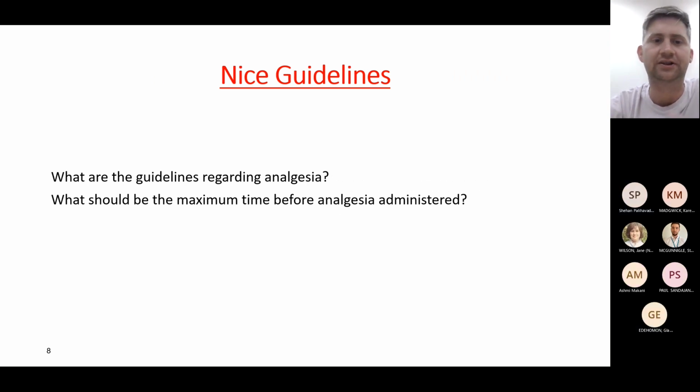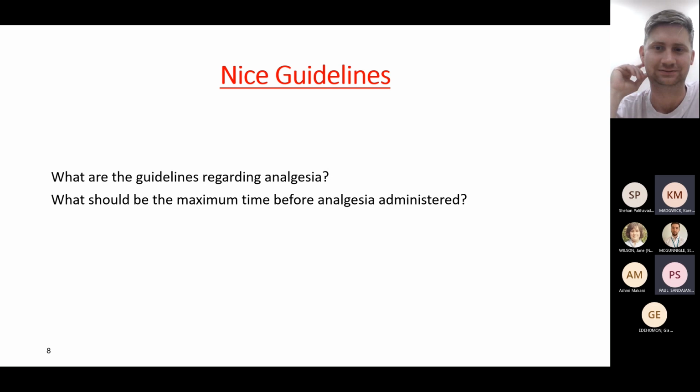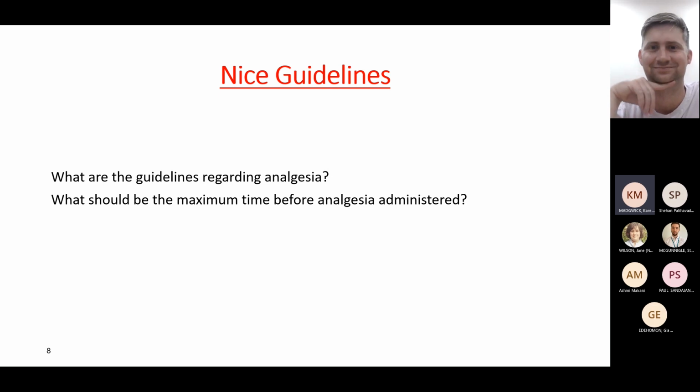So guys, what are the recommendations for analgesia? How quickly should they be receiving analgesia when they go into hospital? Someone want to shout out? Ideally within 30 minutes, but it depends on what analgesia they've taken prior to coming to the hospital. Yeah, perfect. Thank you, Karen.